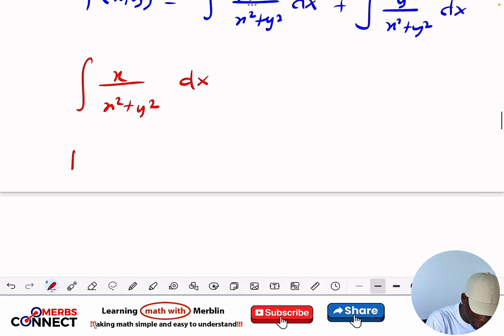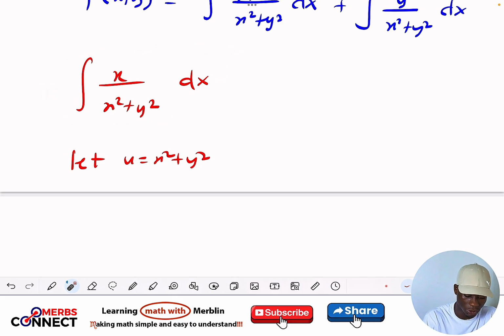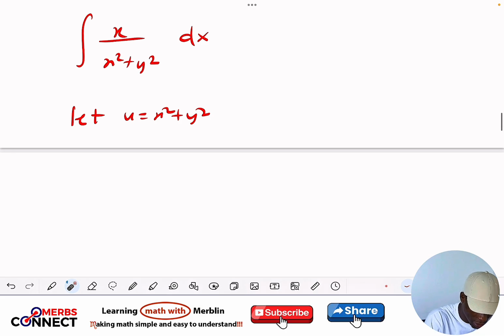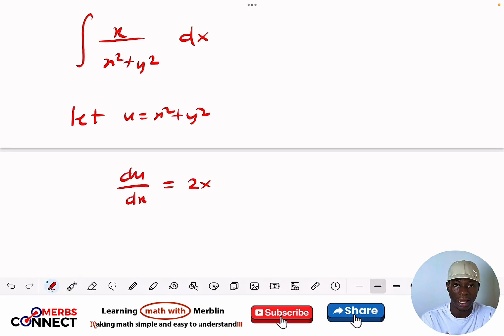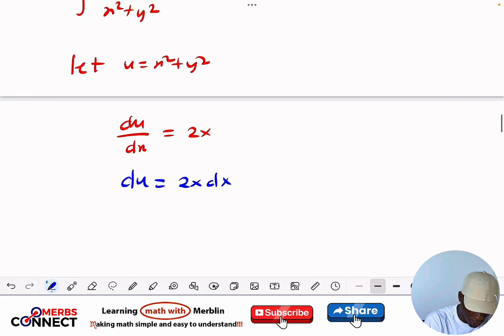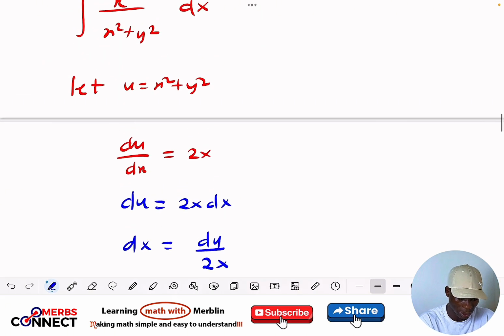I will let u be equal to x squared plus y squared. Now remember, we are dealing with partials, right? So we are going to differentiate this partially, but I'm going to use the ordinary sign. So this is going to be du over dx, which is equal to 2x. Because when I differentiate y with respect to x, since it is partial, it's going to be 0. Now let's make dx the subject. So dx will be equal to du divided by 2x.